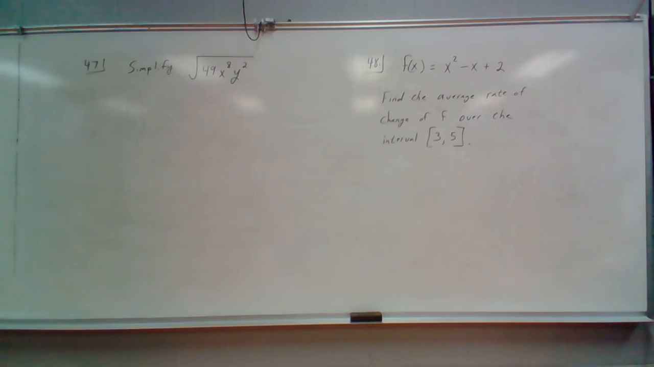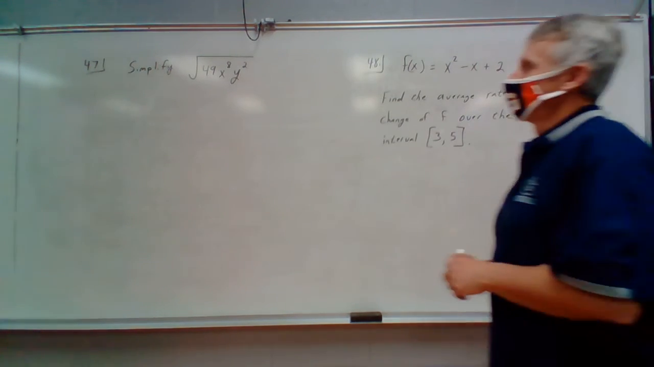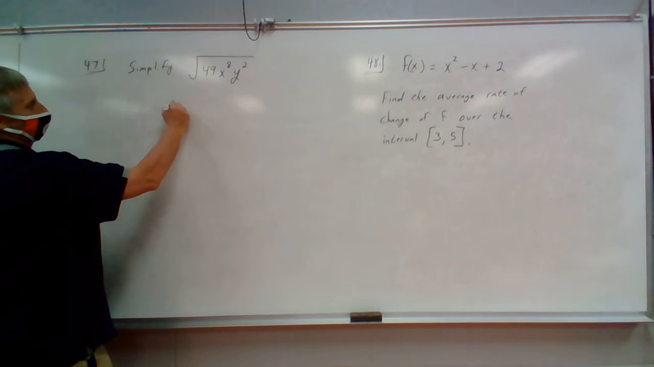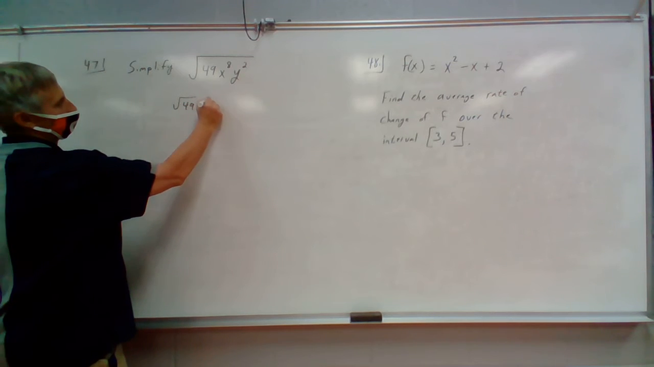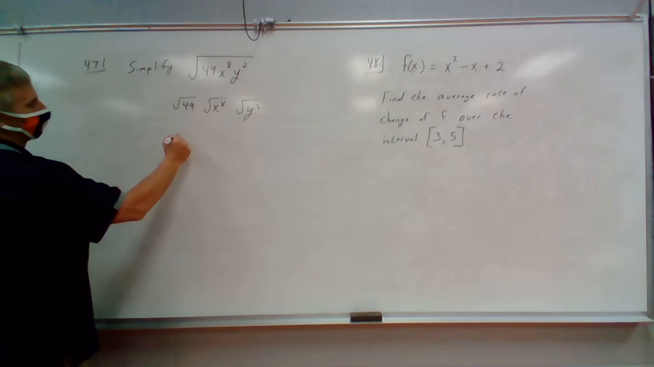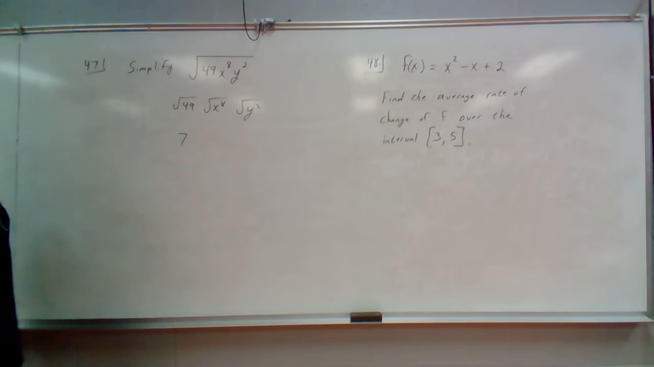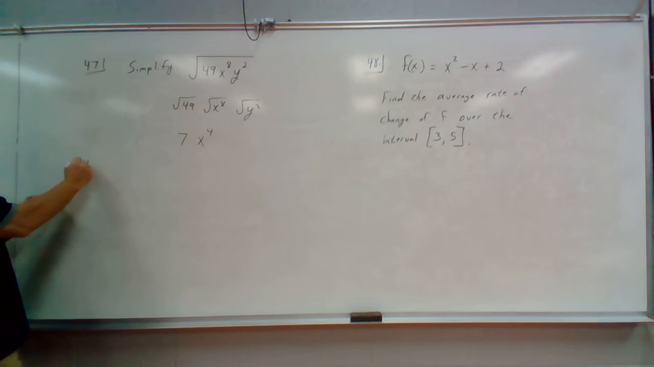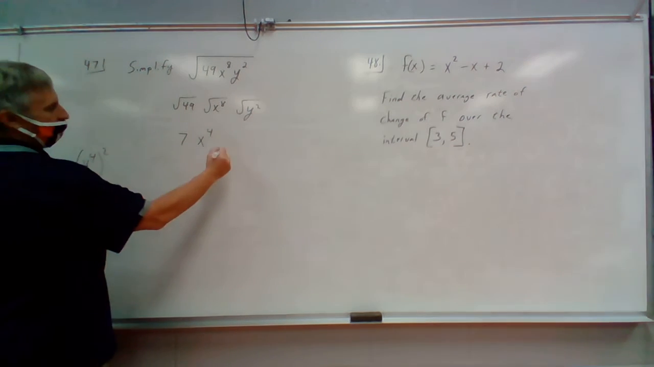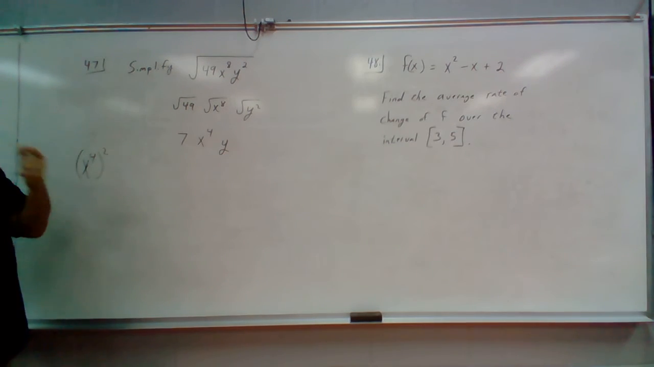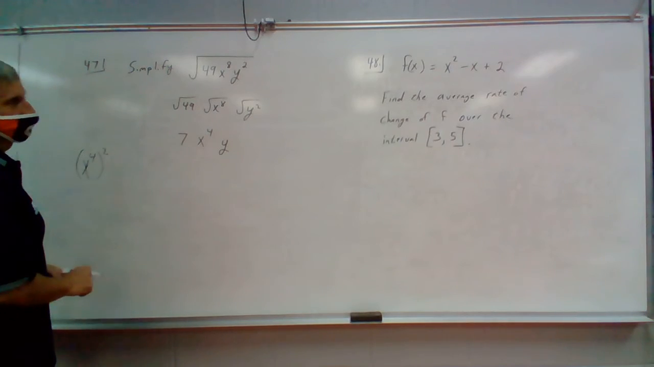All right, try these two. Okay, so we want to simplify this. Remember that you can break these apart. So this would be the square root of 49, square root of x to the 8th, and the square root of y squared. Square root of 49 is 7. Square root of x to the 8th would be x to the 4th, because if I squared that, x to the 4th squared, I would multiply and get x to the 8th. Square root of y squared, of course, would just be y. So we have it simplified there, assuming that x and y are positive numbers.